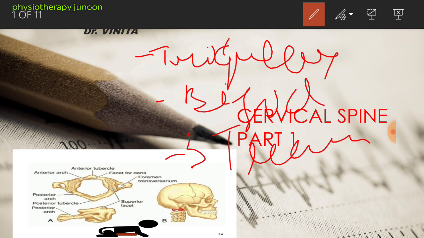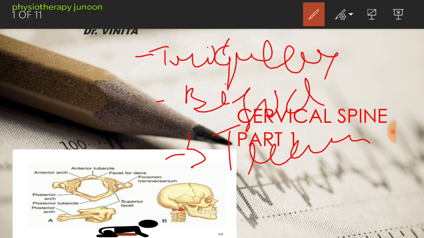The atlas is the first cervical vertebra and articulates with the occiput of the head and the axis. It differs from other cervical vertebrae in that it has no vertebral body and no spinous process. Instead, the atlas has lateral masses which are connected by an anterior and posterior arc. That's why when you palpate posteriorly on a person, you can't palpate the atlas.